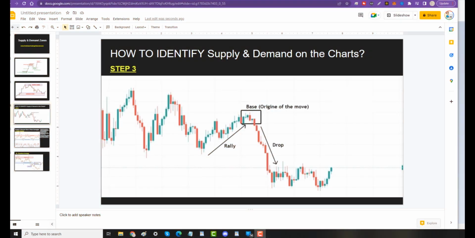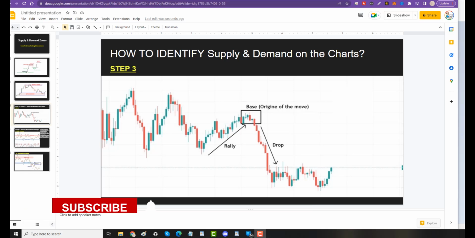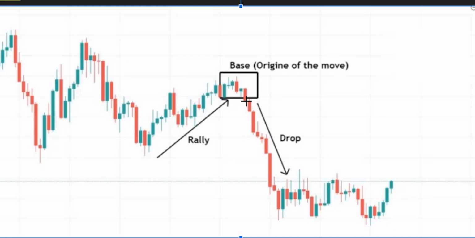And step number three, we need to identify the origin of the price movement. In this chart example right here, the price rallied up with small-sized candles, paused for some time, and then dropped downwards with two extended range candles. Where are our extended range candles? Can you identify them? If you say these two, then you are correct.